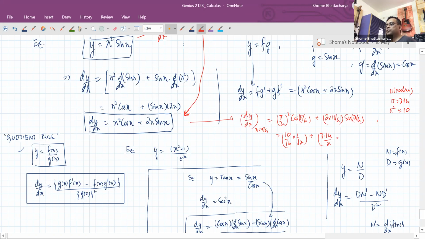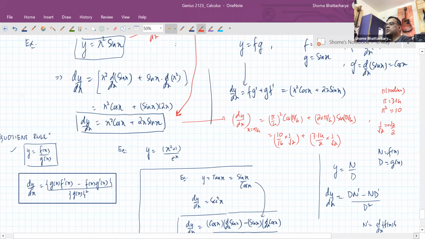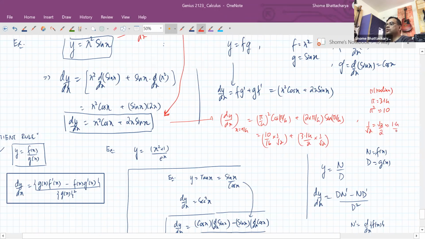Just like sine of pi by 4 is also a dimensionless quantity, does not have a unit, because it's a ratio of two lengths. And also 1 by root 2, we can always approximate like this, that it's root 2 by 2. So next we can approximate root 2 as 1.4. It's approximately 0.7. So, it's like this, 10 by 16 into 0.7 plus 3.14 by 2 into 0.7.